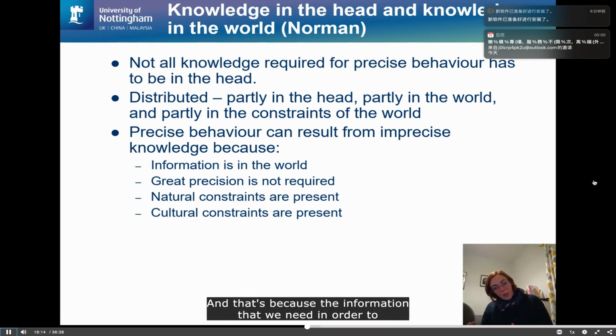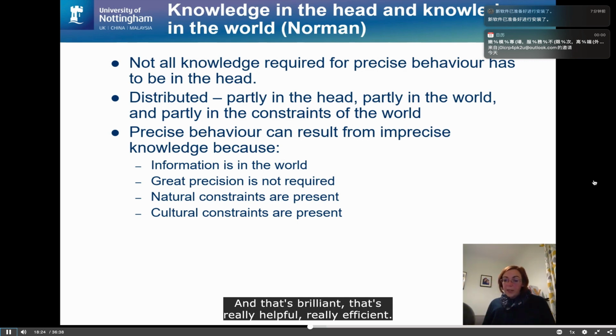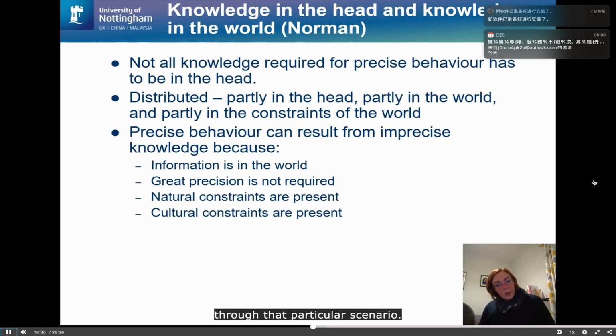And that's because the information that we need in order to complete the task is distributed between our heads and in the world. And that's brilliant. That's really helpful. It's really efficient. It means we're not having to go through a massive training experience every time we do anything new, because the knowledge in the world helps us through that particular scenario.